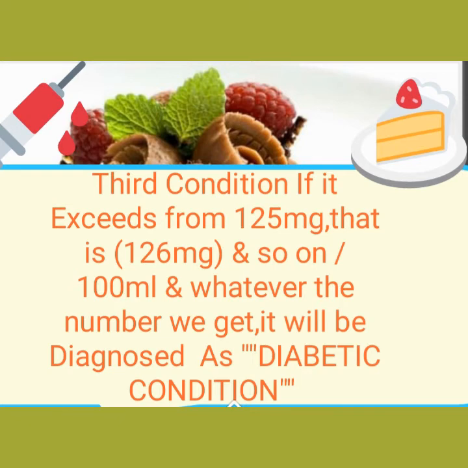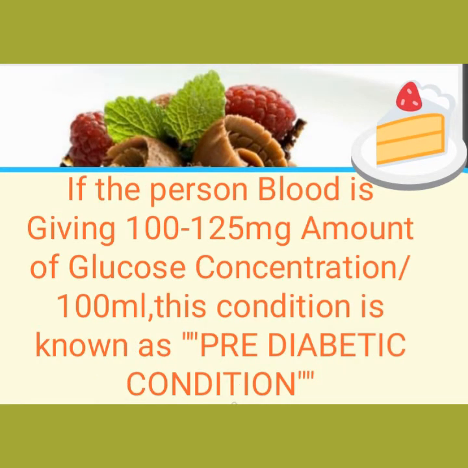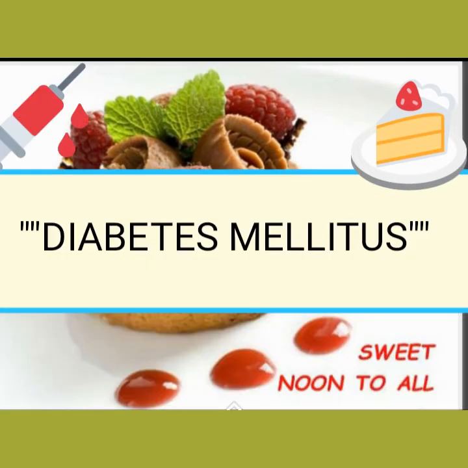The second condition, 100 to 125 milligram, that we discussed, is the pre-diabetic condition. That person is going, very soon, to have diabetes mellitus.